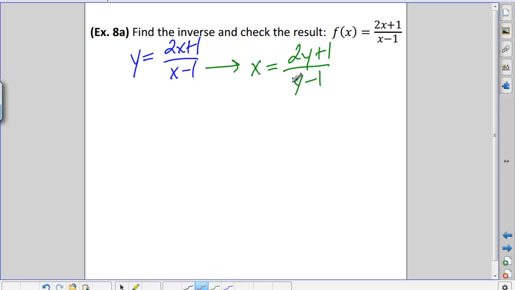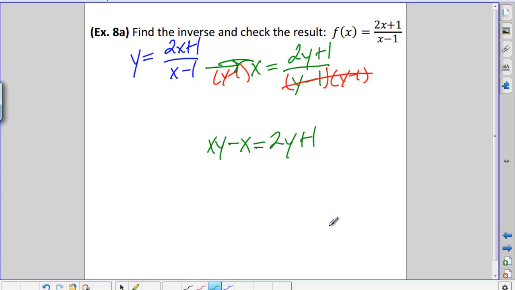The first thing we need to do, because we need to solve this for y, is we're going to multiply both sides of the equation by y minus 1. I want to clear out that denominator. And so we get, if we distribute there, that's xy minus x equals 2y plus 1. So I'm one step closer. I've got the fraction gone.